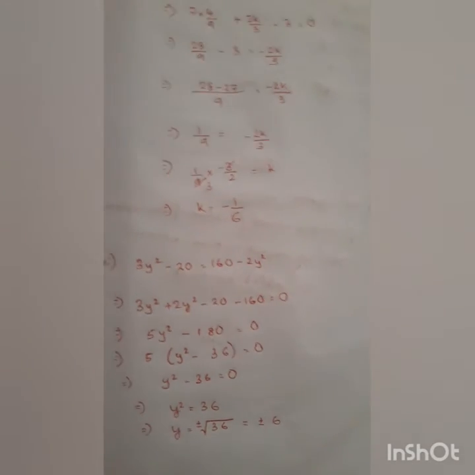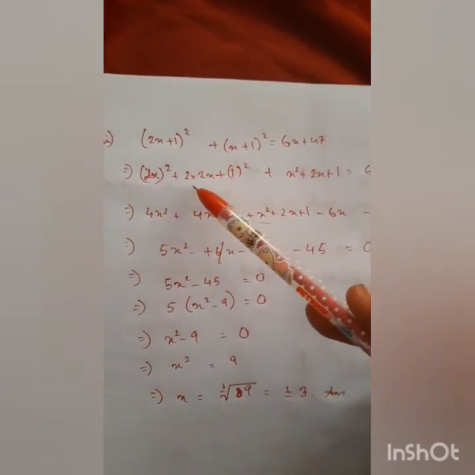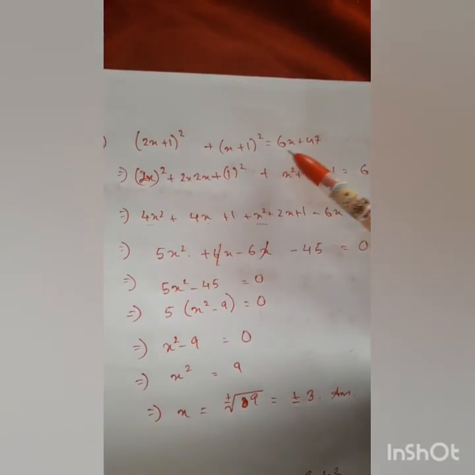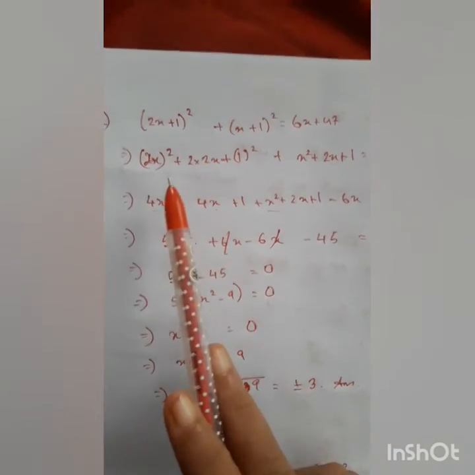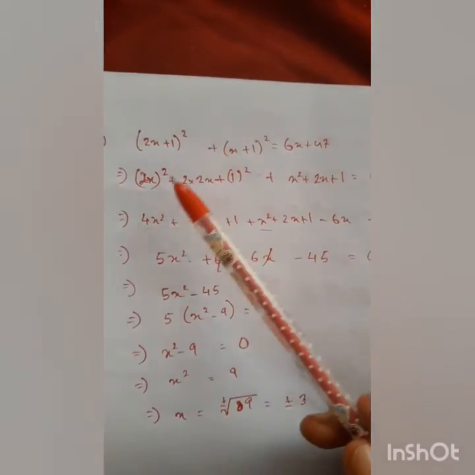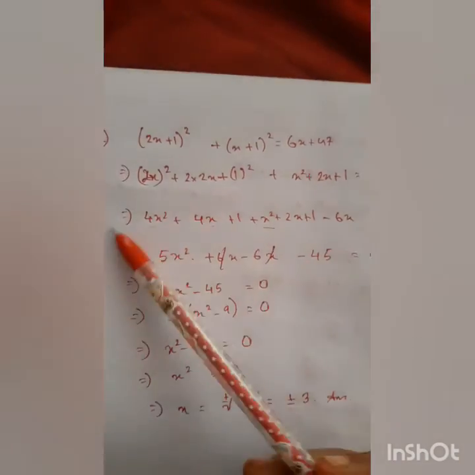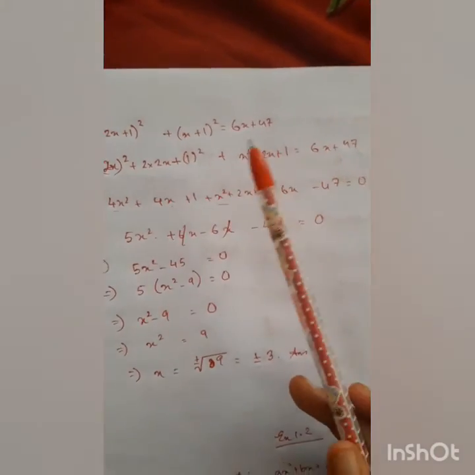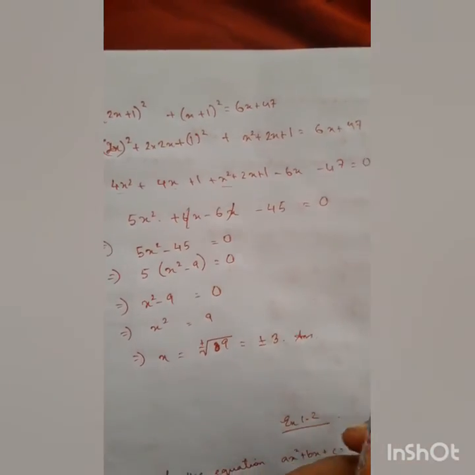Alright. Next, in question number 4 part 2, we are having 2x plus 1 whole square plus x plus 1 whole square equals to 6x plus 47. I have just solved this by a plus b whole square form. So I have given it like this, a square plus 2ab plus b square. Similarly here also equals to 6x plus 47.